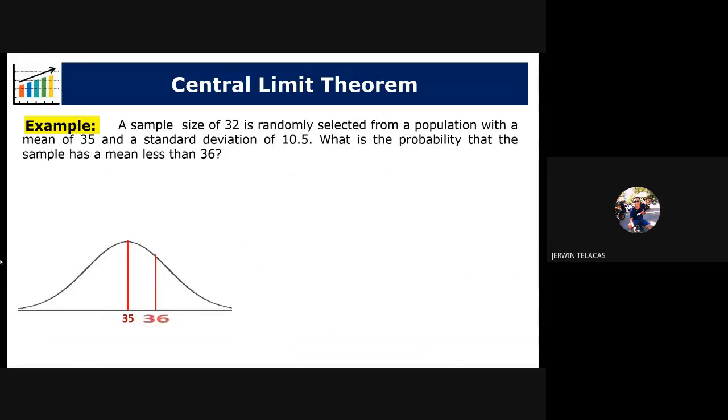Sample number 2. Okay, will you read, Genesis? A sample size of 32 is randomly selected from a population with a mean of 35 and a standard deviation of 10.5. What is the probability that the sample has a mean less than 36? Okay, thank you. Let me repeat. A sample size of 32 is randomly selected from a population with a mean of 35 and a standard deviation of 10.5. What is the probability that the sample has a mean less than 36?